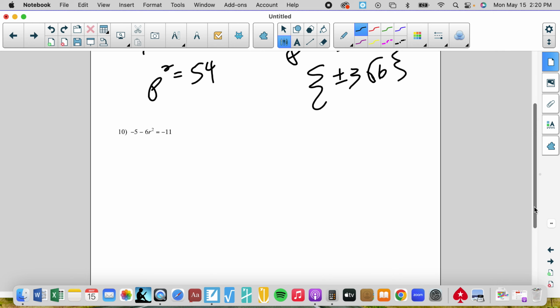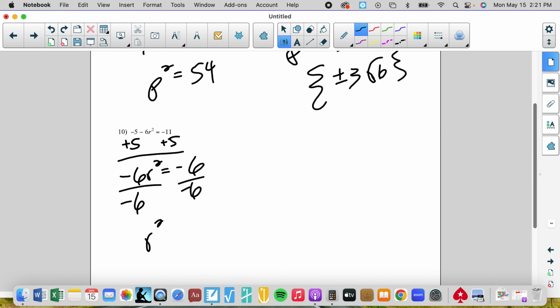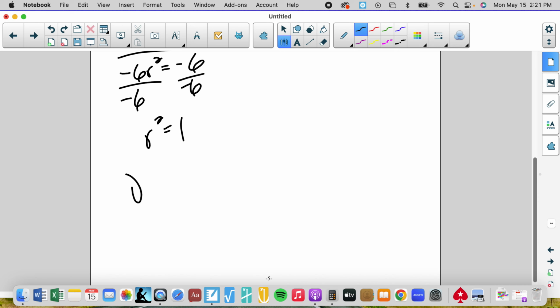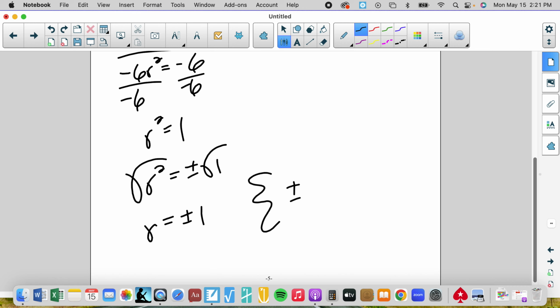Ooh, not in standard form. So what are we going to get rid of? Well, I'm going to get rid of that constant. What gets rid of a negative 5 is a positive 5. Negative 6r equals negative 6. We're going to divide by negative 6. We get r squared equals positive 1. We're going to take the square root of r squared. We get r equals plus or minus 1. Plus or minus 1 is my solution.